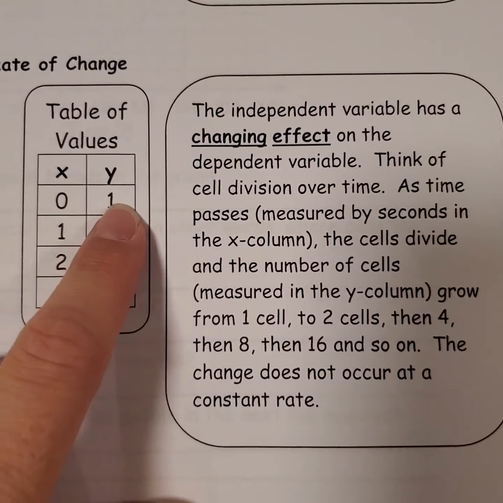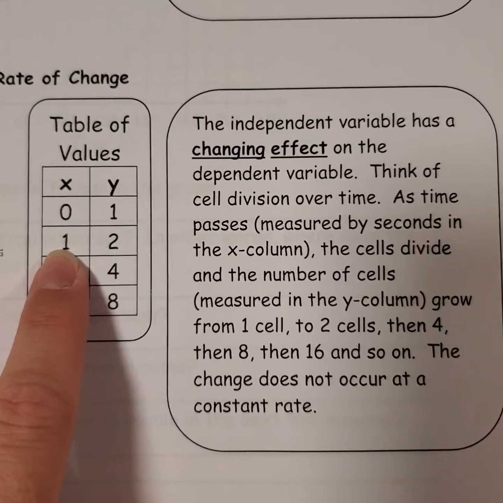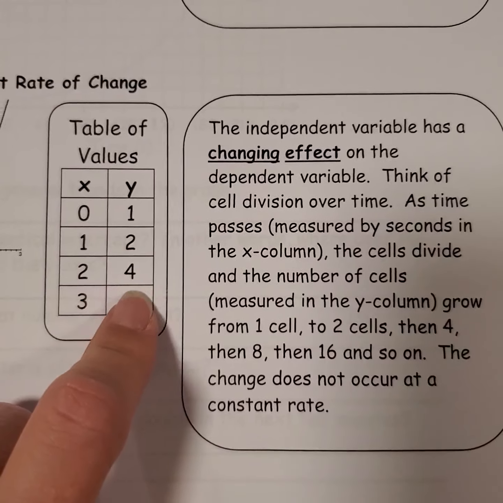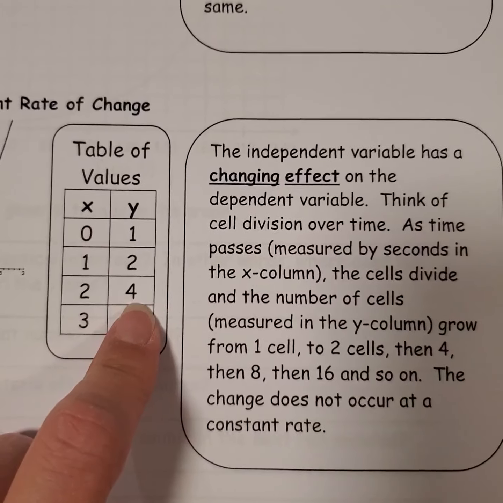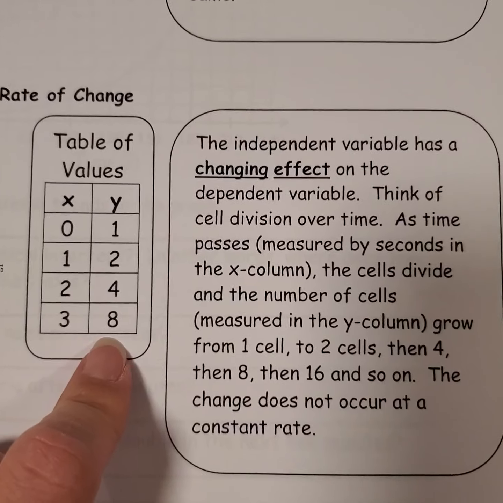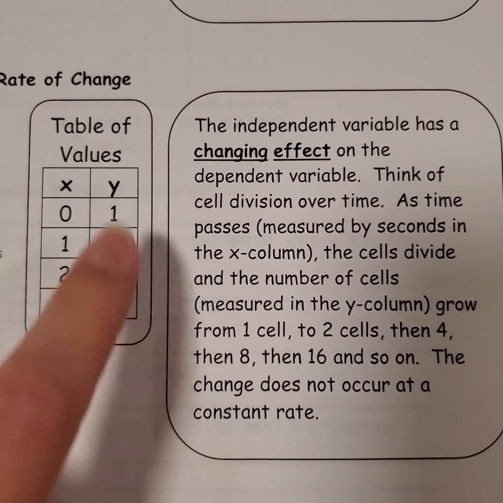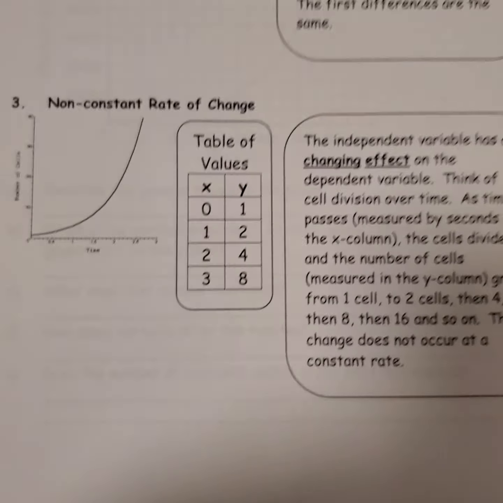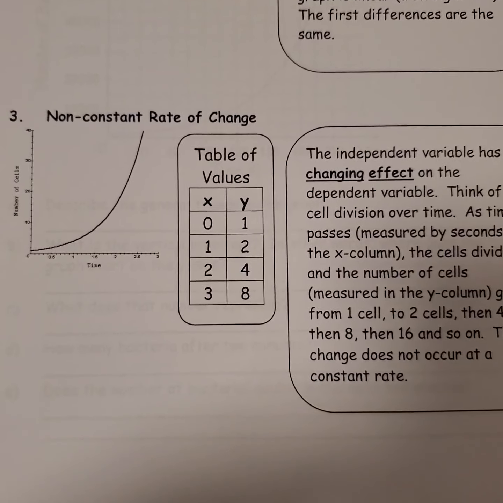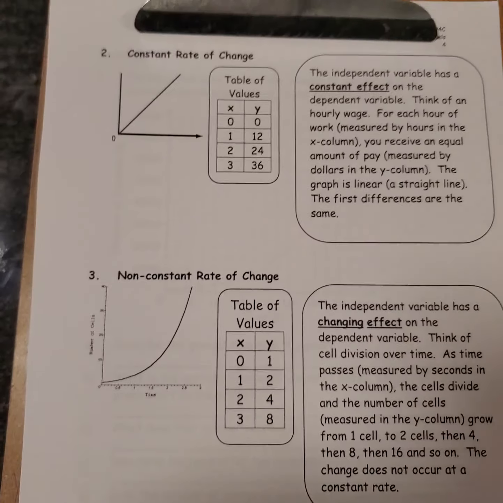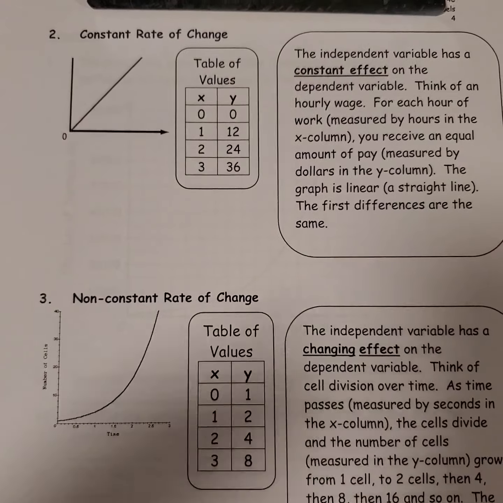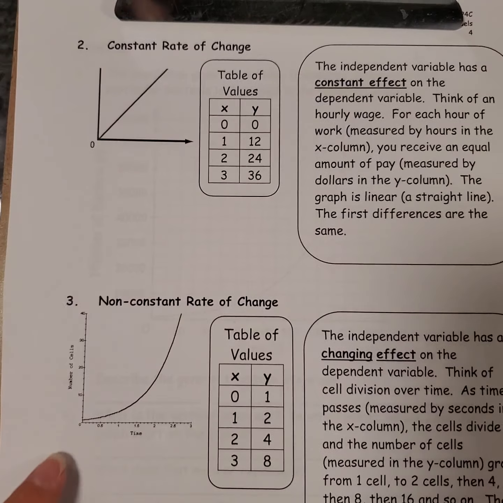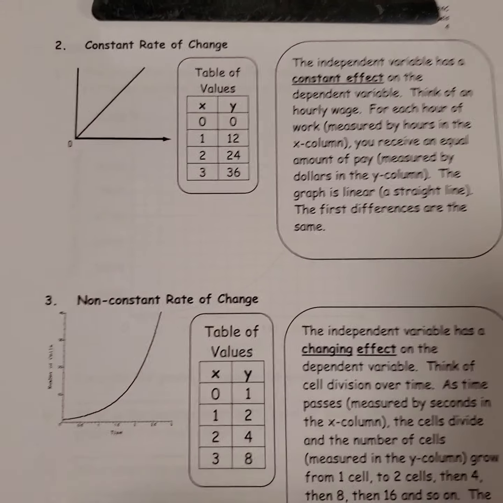So we start with one cell, then after an hour passes, it's split into two, then each of those two cells split again into four, and then each of those four cells split into eight, okay? And so on. So we don't have the same incremental change every time. So those would be your three scenarios. You could have no change, which is represented by a horizontal line, a constant rate of change, which shows growth, or a non-constant rate of change with a curve.